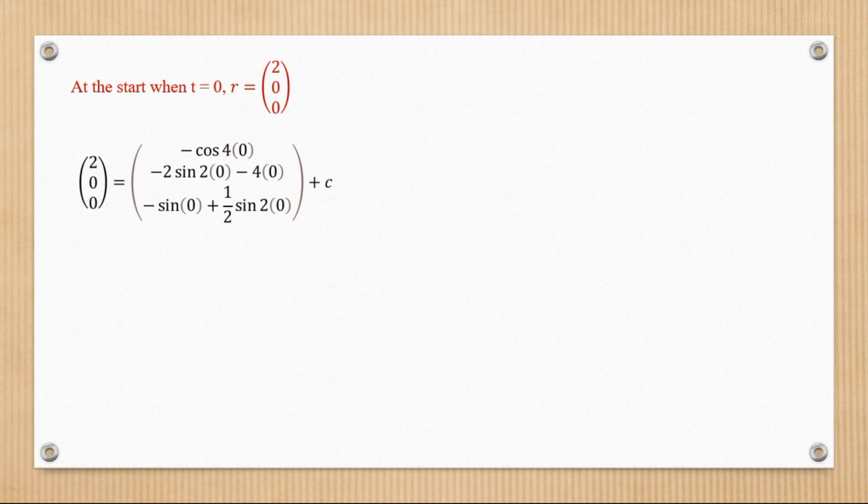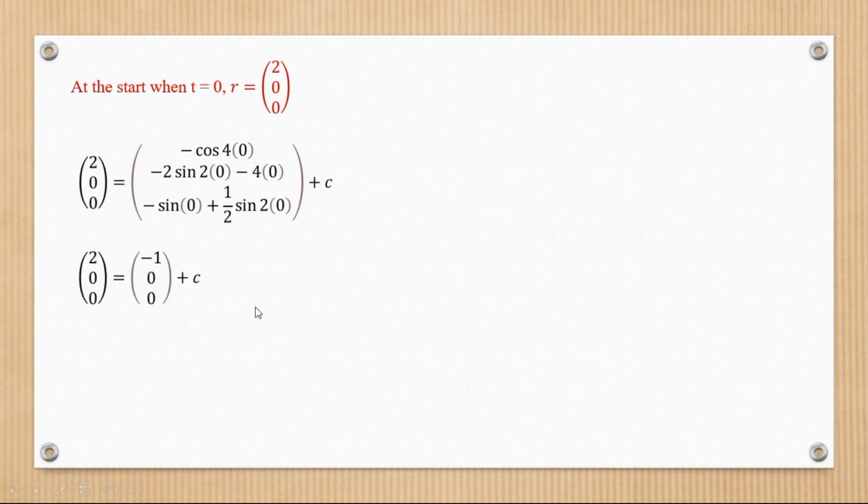So plug that in, and this is what I have. Now remember that cos of 0 is actually 1, so I actually have negative 1 at the top. And then remember that sine of 0 is 0, so I have 0 times this is 0. Then this will also give me 0, then this all will also give me 0. So I have negative 1, 0, 0.